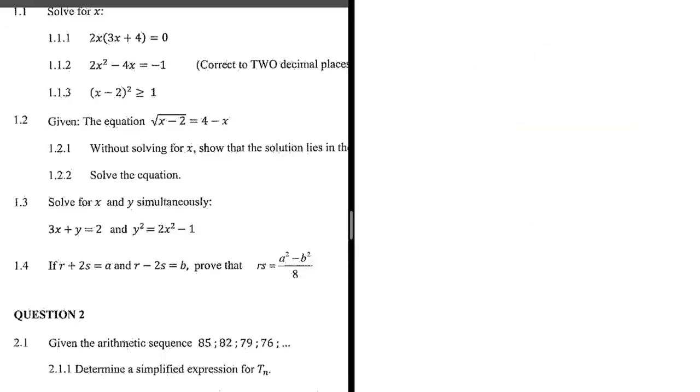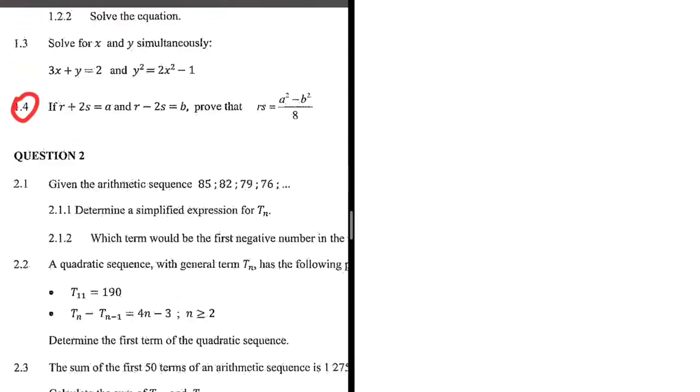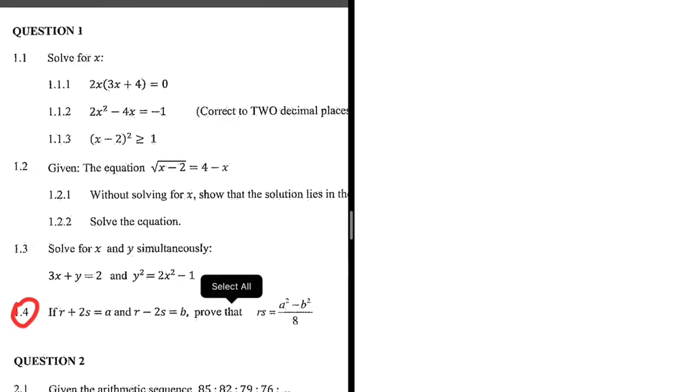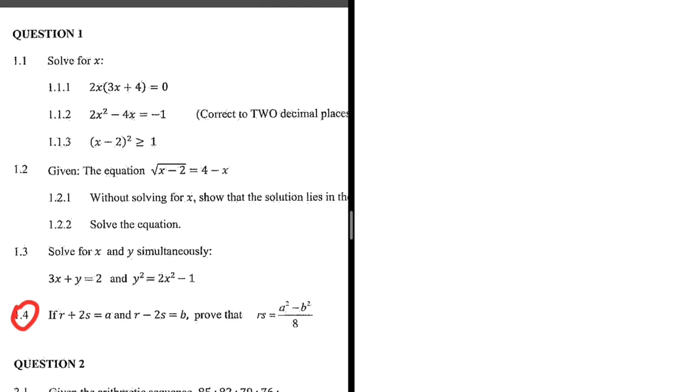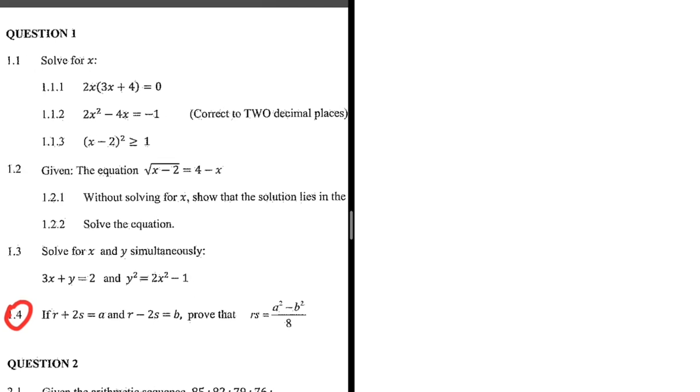Let's take a look at 1.4. 1.4 is quite an interesting question. We don't usually come across something like this. Well, the last question on question 1, solving for x, it's always interesting, right? But let's take a look at the case we have.